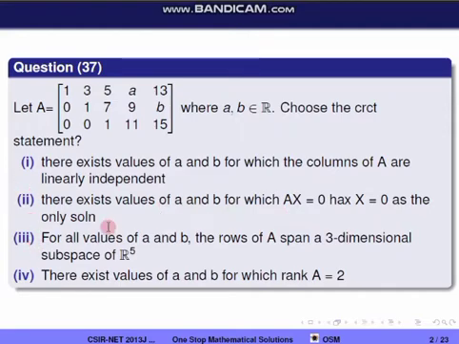Third one: for all values of B, the rows of A span a 3-dimensional subspace of R5. We got rank of A as 3, so essentially the rows of A span a 3-dimensional subspace. So option 3 is correct. Option 4: there exist values of A and B for which rank of A is 2. But we got that for any value of A and B, rank of A is 3. So the correct option is only 3.